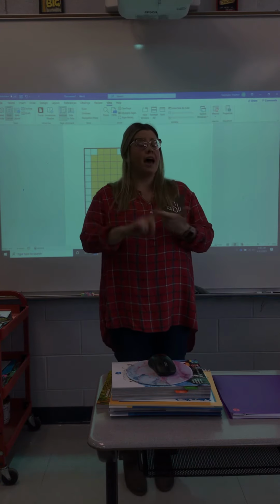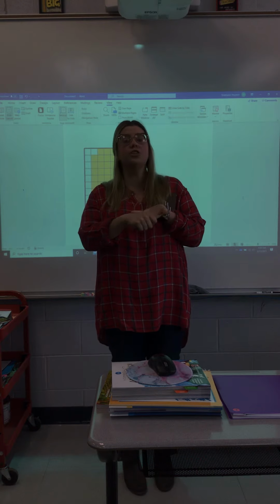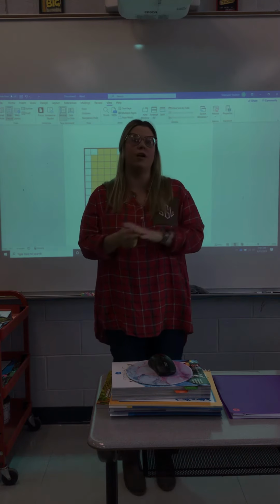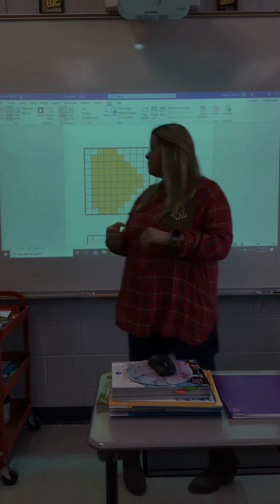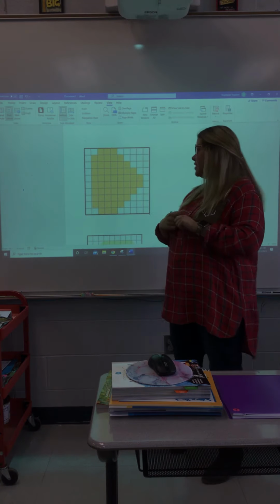So today what we're going to do is just kind of hit on all of the skills that we've talked about. How to find area, how to find perimeter, composite shapes, how to find missing side lengths. So we're going to review all of that. So let's start by taking a look at this shape. You can see that it's been tiled, we've got squares, and we're gonna figure out the area.